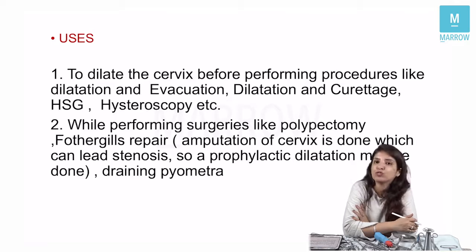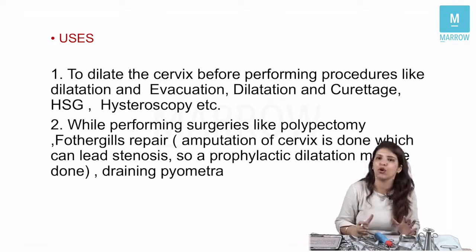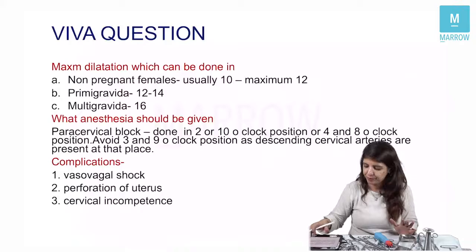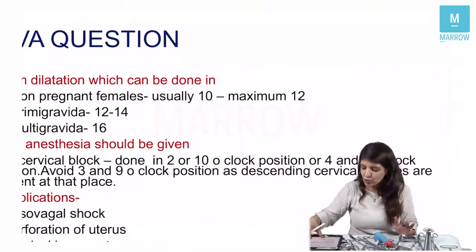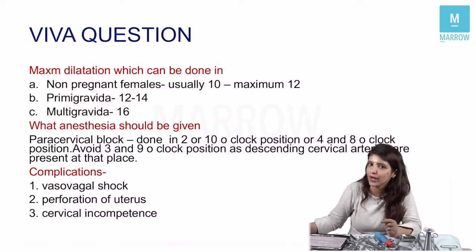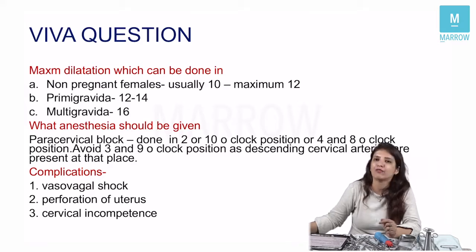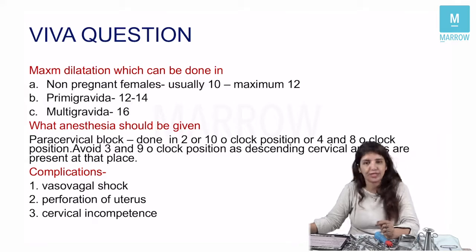And also you will have to dilate the internal os when you have to drain pus from the uterus, like in case of pyometra, right? So these were the uses of Hagar's dilators. Now, viva questions which can be asked on Hagar's dilators are: what is the maximum dilatation which can be done in a non-pregnant female? In a non-pregnant female, usually we dilate up to number 10, but maximum you can take it up to 12. In a primigravida, you can go up to 12 to 14, and in a multigravida, you can go up to number 16 dilatation.